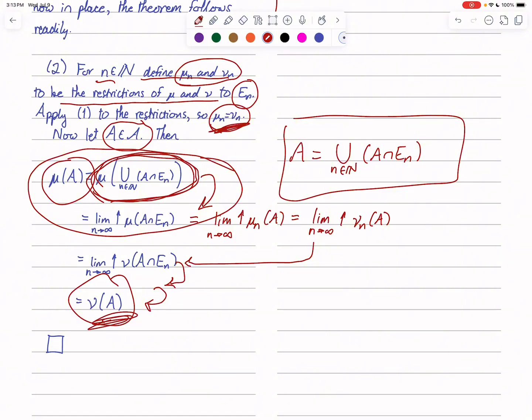This shows that mu and nu agree on every single measurable set, and therefore mu must equal nu, so the proof is complete.